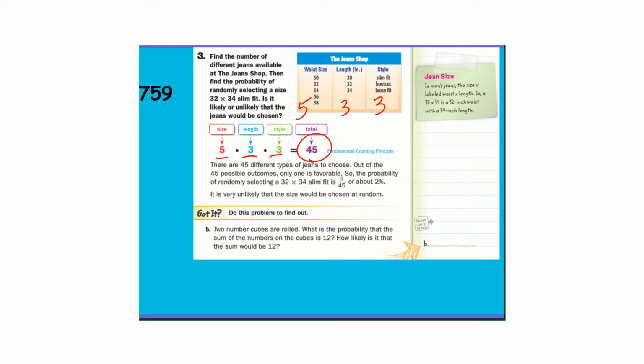So now they're asking, what's the probability of selecting a 32 by 34 slim? There's 1 32 waist, 1 34 length, and 1 slim. So that means 1 out of 45. All right, pause and do letter B.